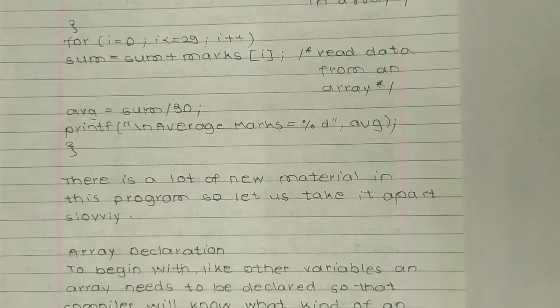average = sum / 30 because there were 30 students' marks in total. Now printf("\nAverage marks = %d", average). Here we are telling the compiler to print on the next line that average marks is equal to %d. %d is for an integer, and average was an integer that we defined at the beginning of the program.